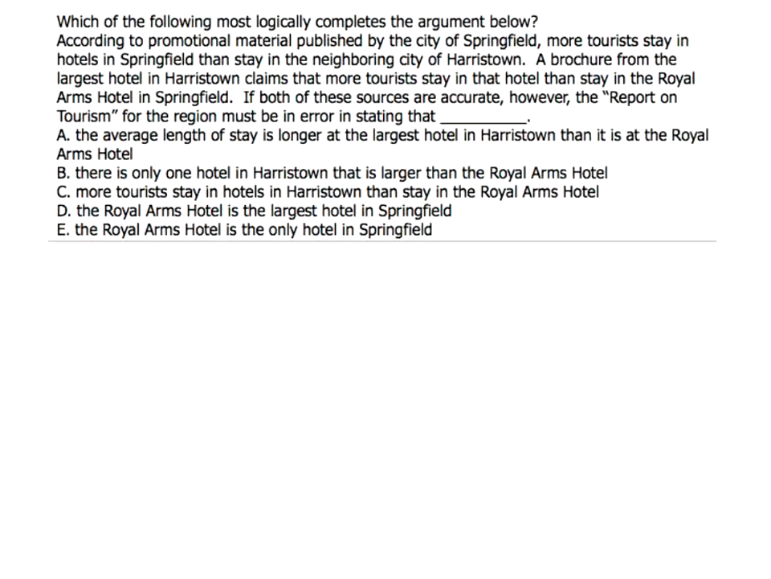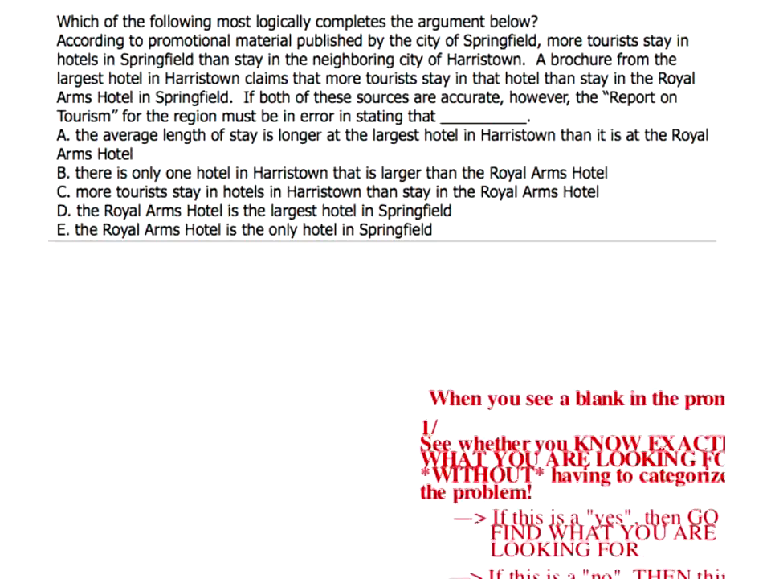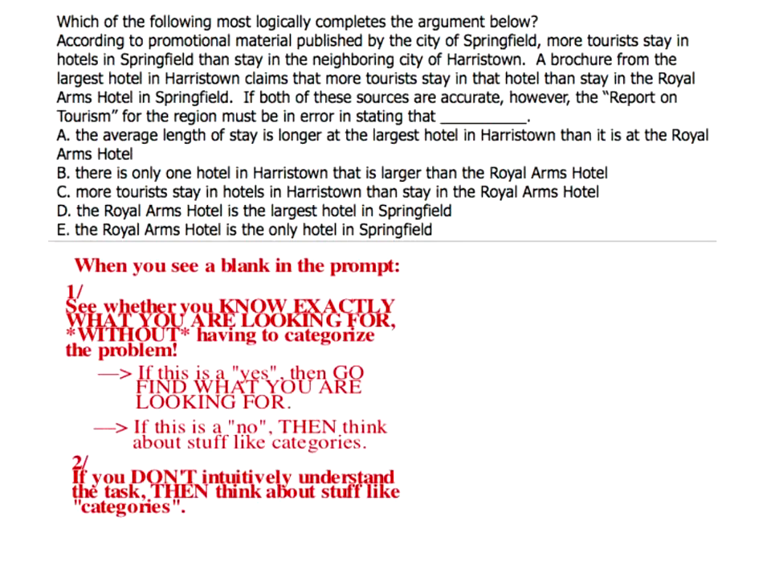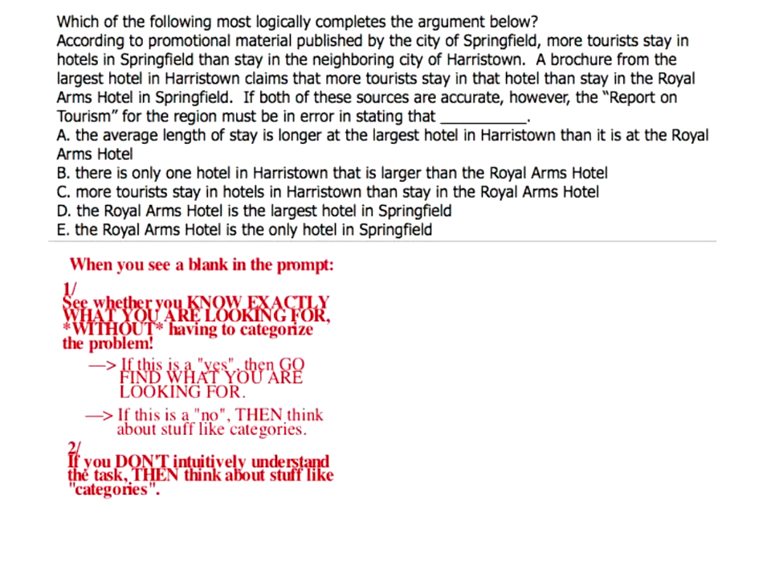Okay, so let me import some of this thought process from the other page. When you see a blank in the prompt, what is the goal? All right, so here's the insight from the other page. When you see a blank in the prompt, the goal is to see whether you know exactly what you are looking for without having to categorize. So let's go for that.